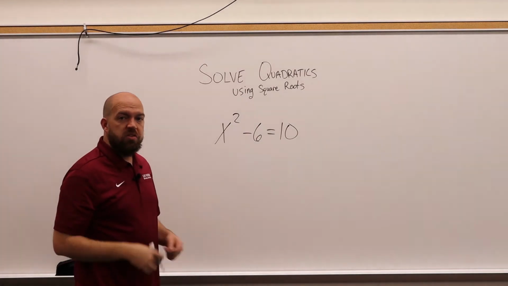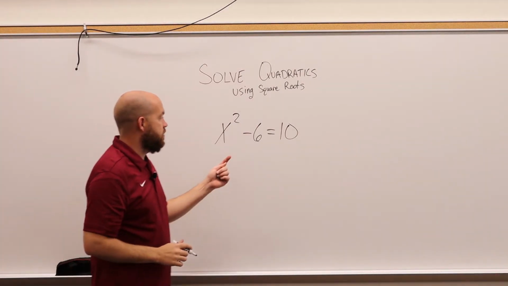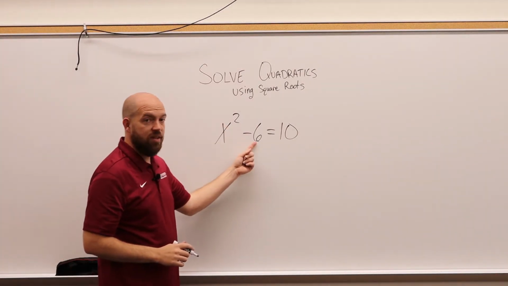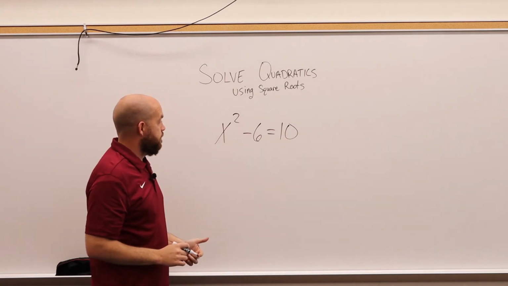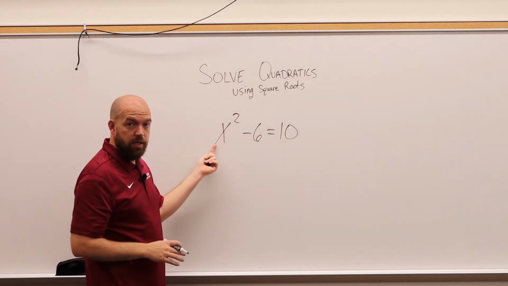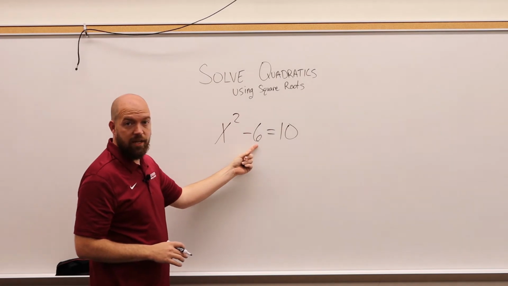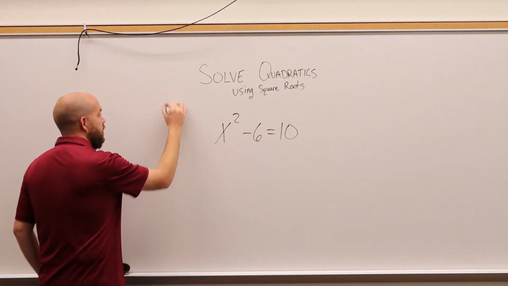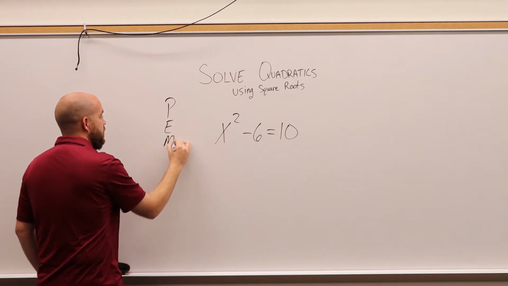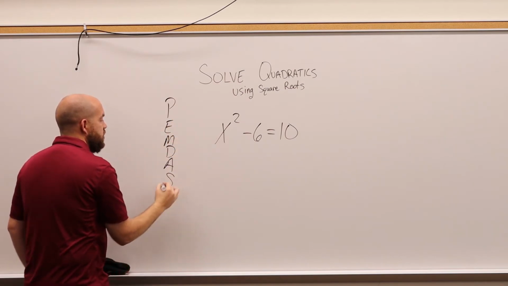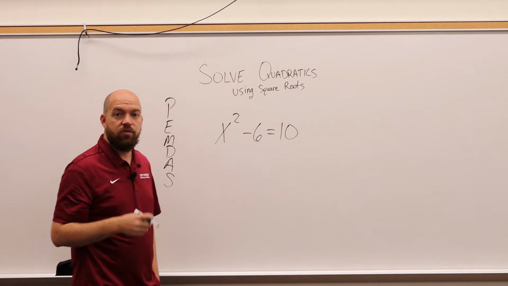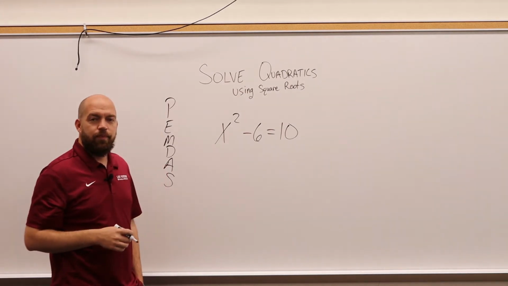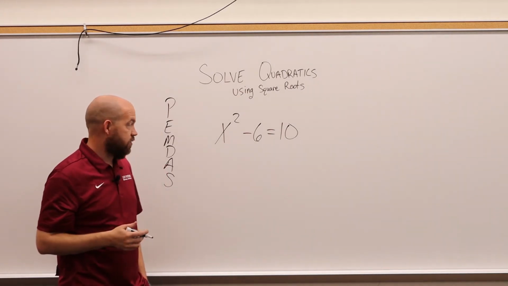All right, this one we're just adding a tiny little piece. I still have x squared minus 6 equals 10. I need to get the x alone, and I need to cancel the square, and I need to cancel the 6. If you remember, PEMDAS is kind of the acronym that lets us know the order in which to simplify things, or to make things more simple.